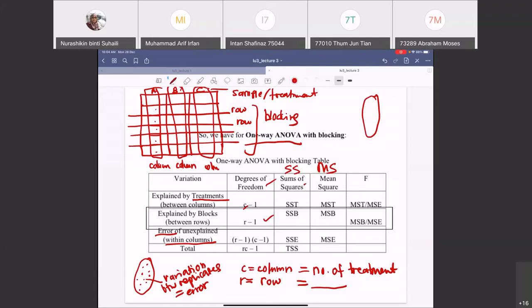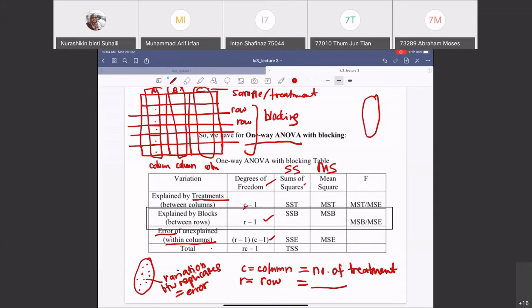But the variation between replicates is the error. So that's why this one is called error. Within the column, within the sample. Yeah, within the column is within the sample over here. So this is the formula given for the error.